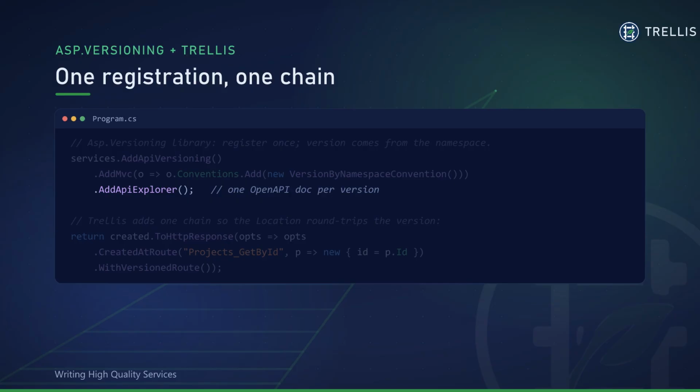Here's the single line Trellis contributes. When a controller creates a project, it builds the location with CreatedAtRoute and chains WithVersionRoute. So the URL you return already carries the API version the client called. Without it, under query or header versioning, the location quietly drops the version, and the next request gets a 404.